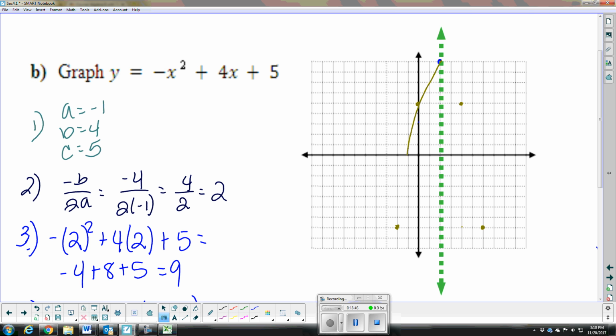And then I can draw my parabola. It should be more of a curve than a point, and it goes forever down. That means that this point right here, y equals 9, is my maximum value. Y is not going to go above that point at all.